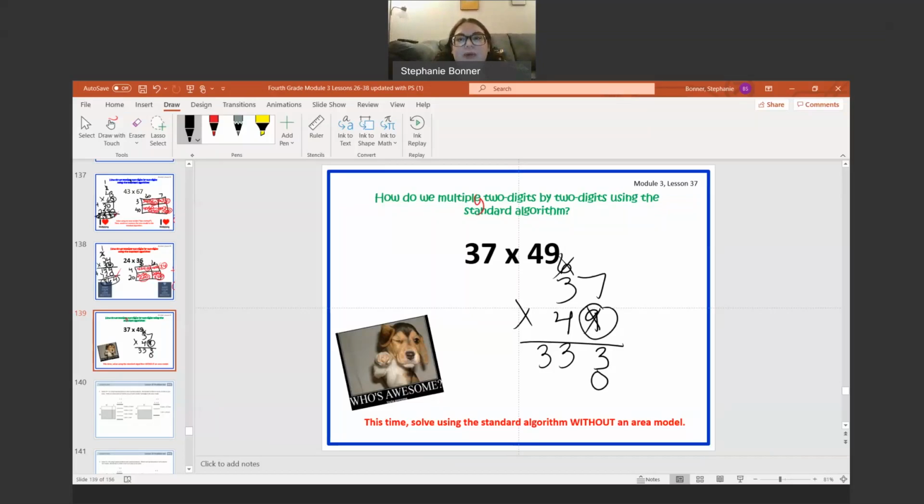So the 4 is going to visit who first? The 7. 4 times 7 is 28. Your 8, carry your 2. And now the 4 is going to go visit in the tens place. 4 times 3 is 12 plus 2, 14.